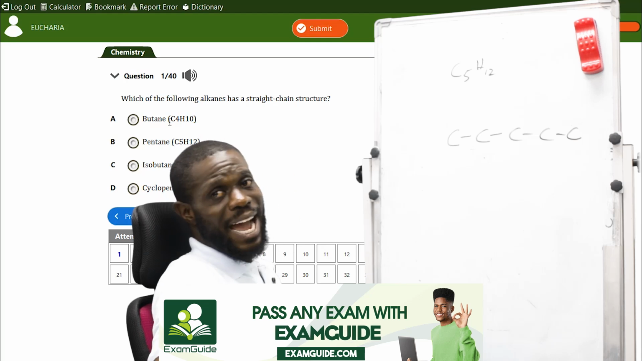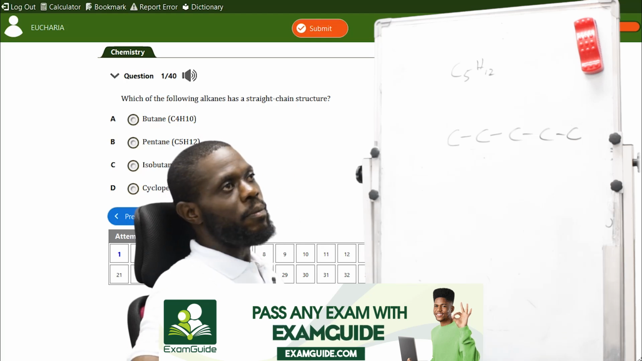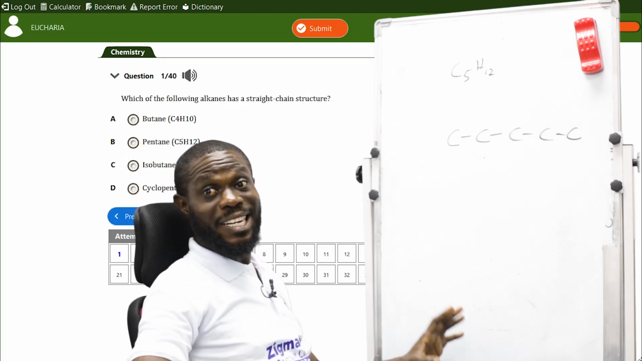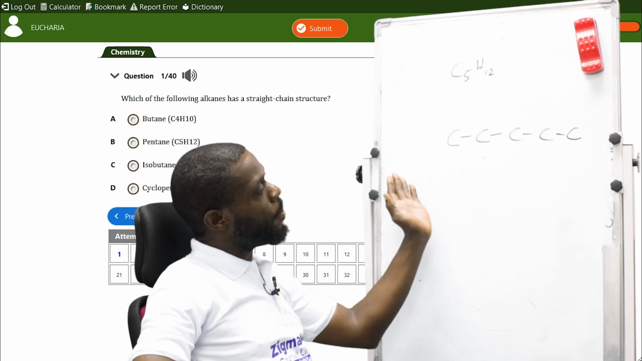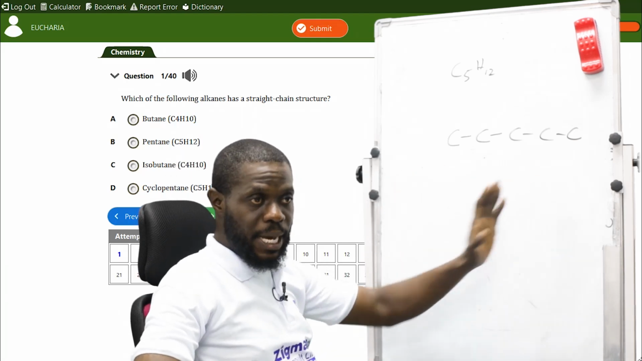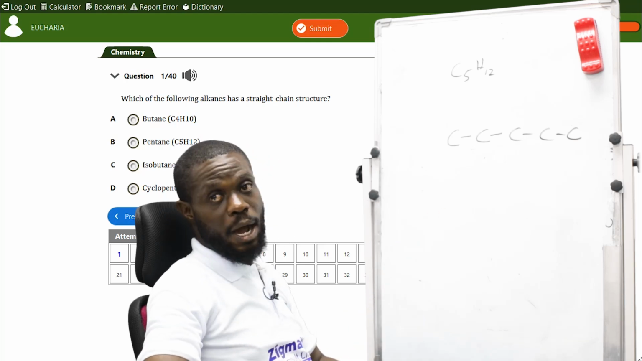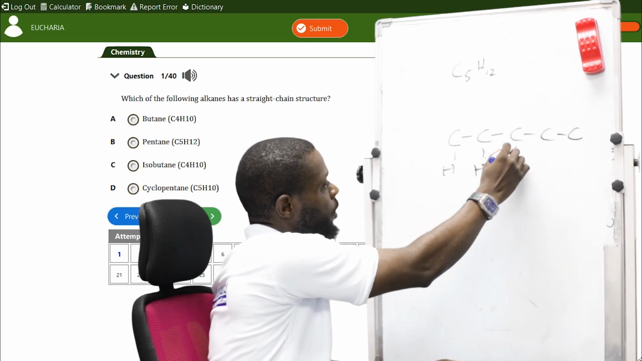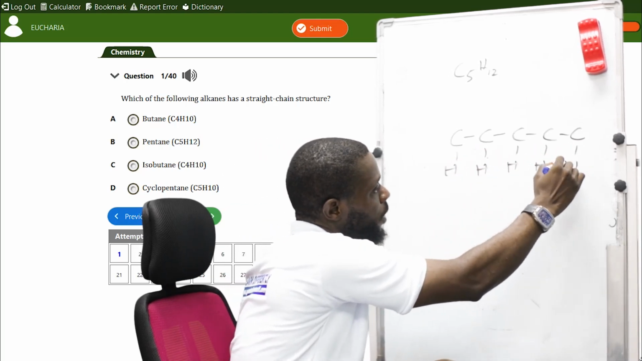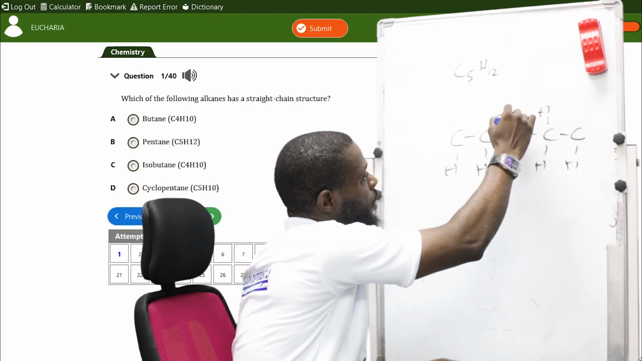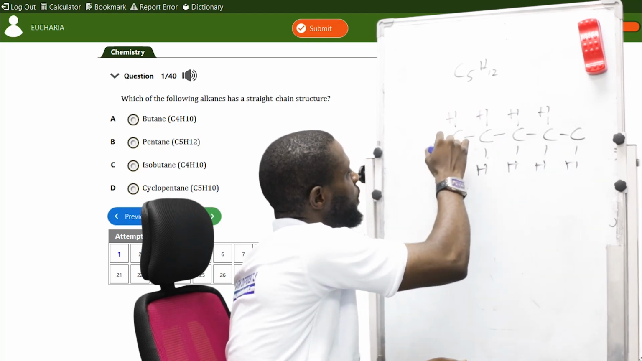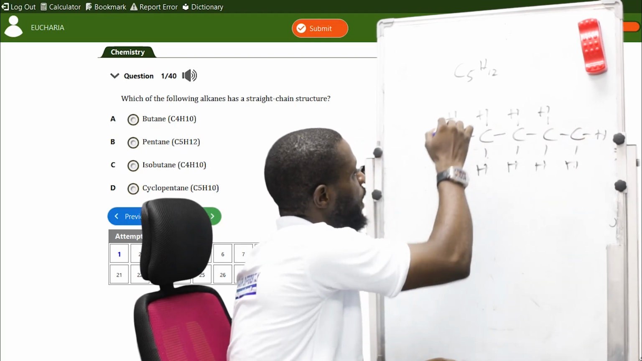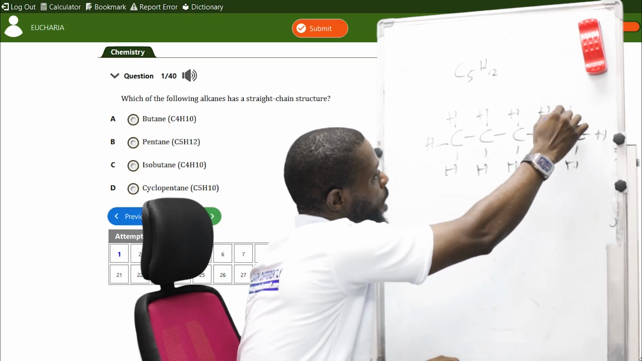Now, in structuring any hydrocarbon, the carbon is the one sharing the bonds. That means the carbon is placed at the middle, then it shares a bond. Those lines you're seeing are called bonds. Now, let's see the hydrogens: H, H, H, H, H, H, H, H, H, H, H, H. 1, 2, 3, 4, 5, 6, 7, 8, 9, 10, 11, 12.